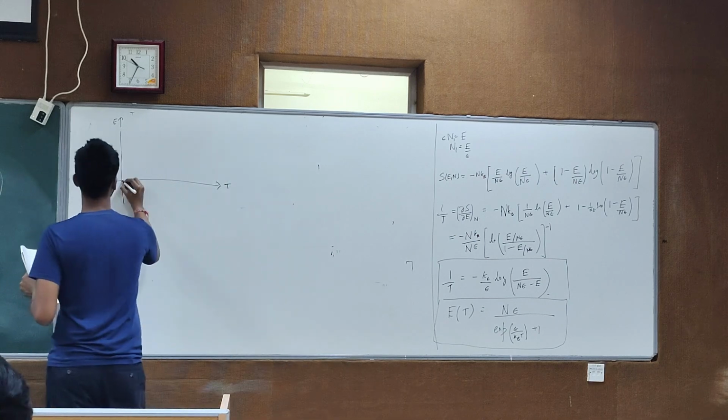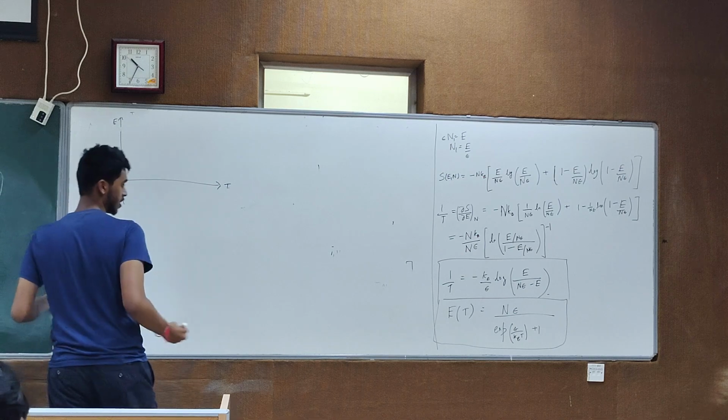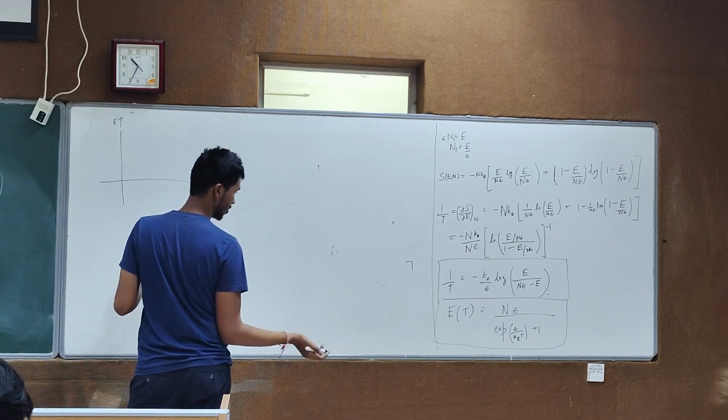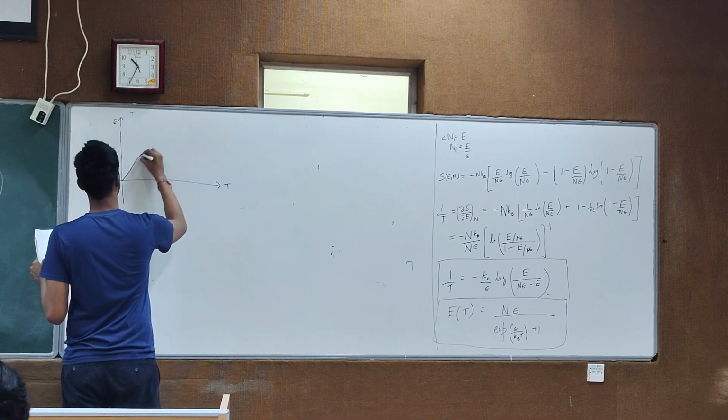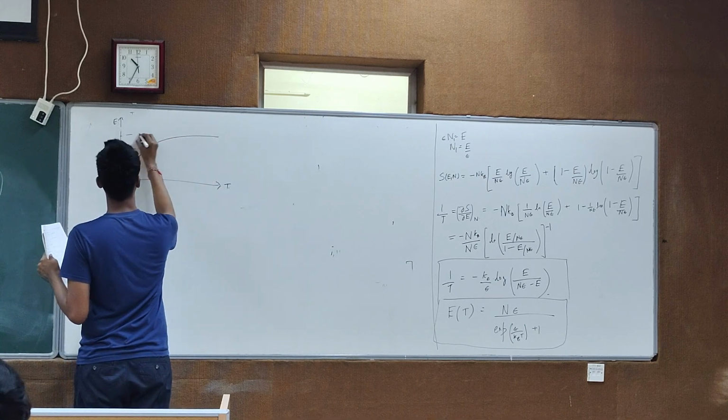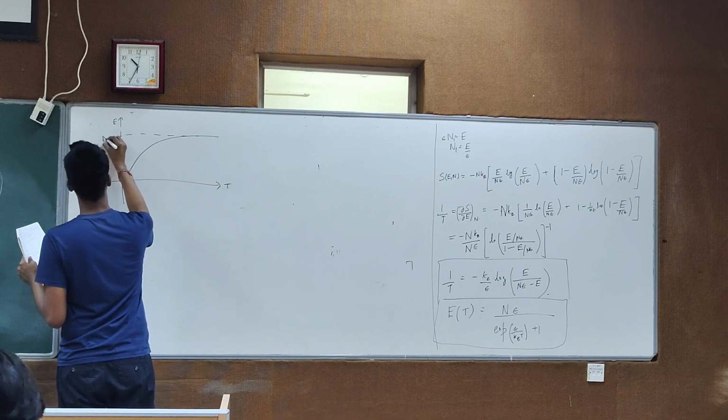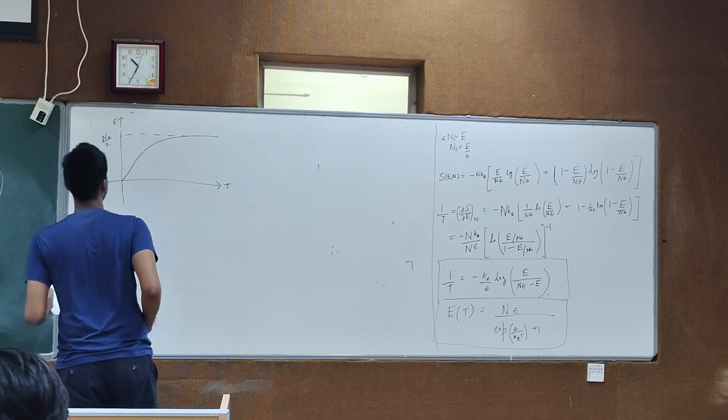So at T equal to 0, it is 0, and at T tends to infinity, it goes to N epsilon.